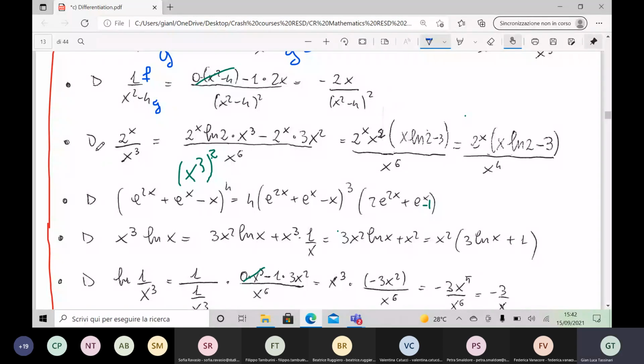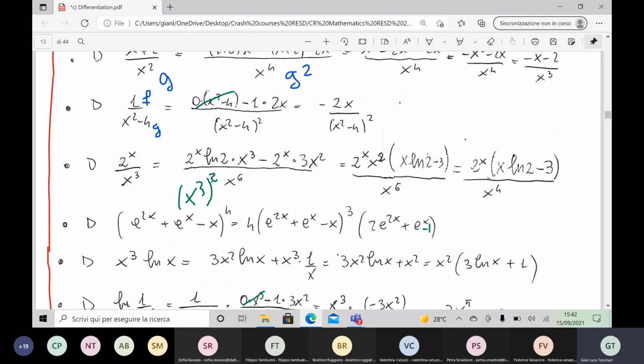Derivative of 2^x over x to the power 3. Here, guys, I computed this derivative as a ratio. There is another method, if you want. Derivative of 2^x over x to the power 3, I computed it as a ratio.